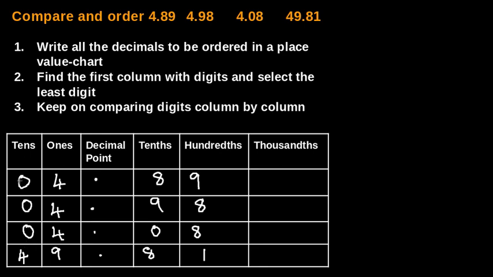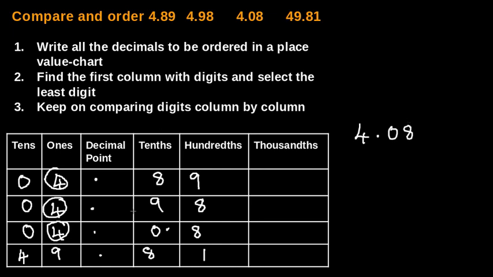So we have to find out the least digits from the next column. The next column is the ones column. We have 4, 4, 4. We can't figure out the least here. We have to go to the next column, the tenths column. Remember, we're comparing the 4s now. So we're now comparing the digits in the tenths column with respect to what we've selected. We have 8, 9, 0. Which digit is the least? 0.